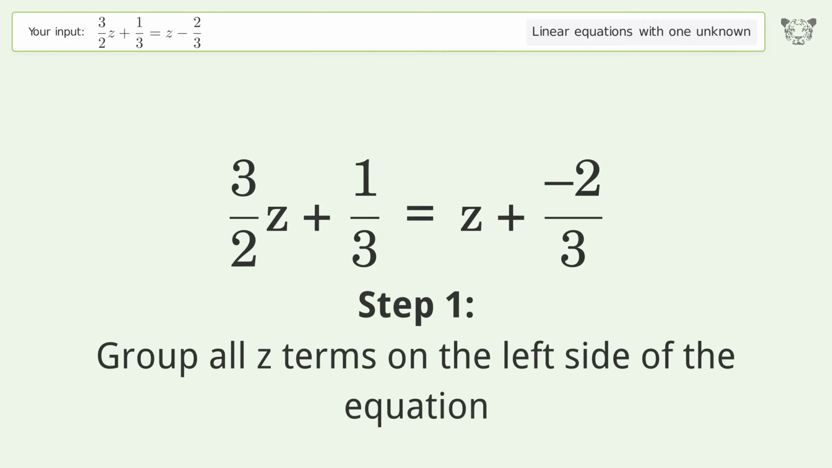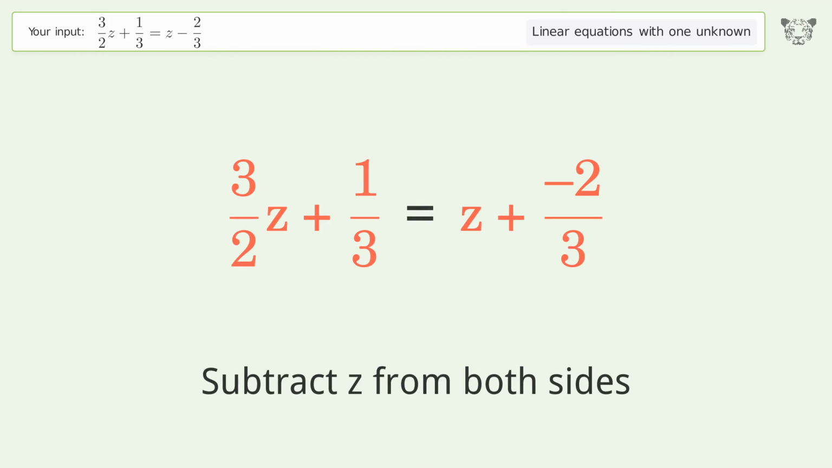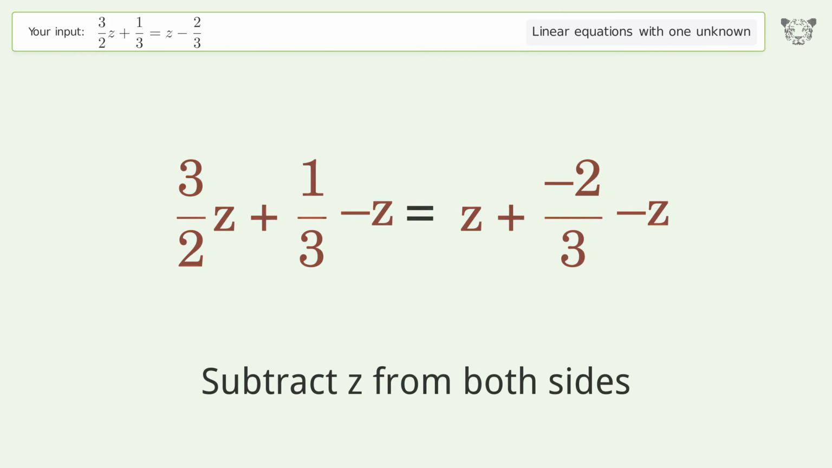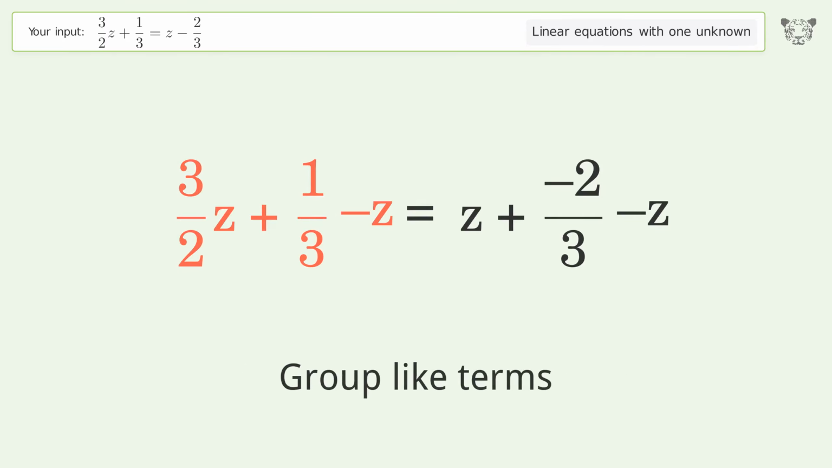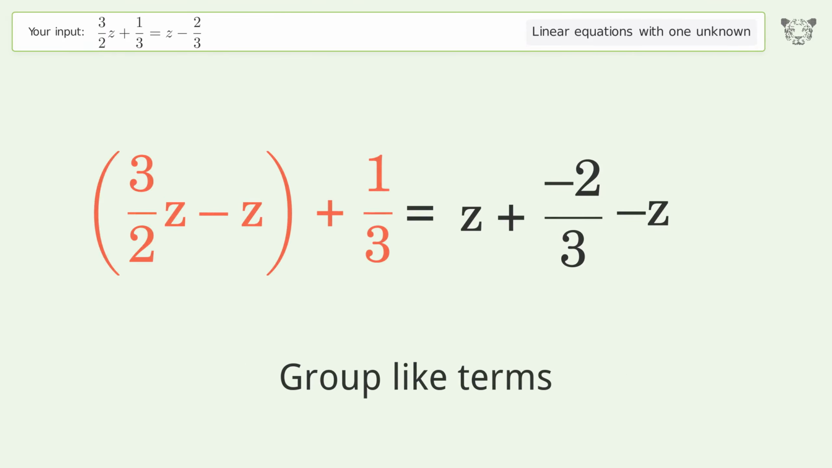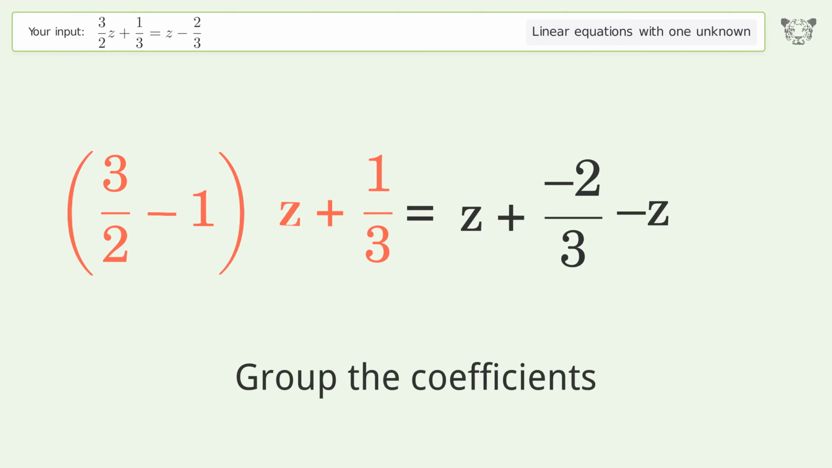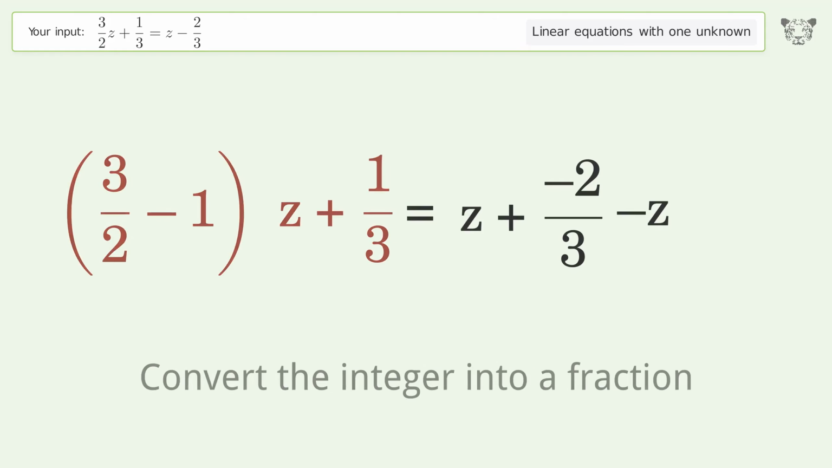Group all z terms on the left side of the equation. Subtract z from both sides. Group like terms. Group the coefficients. Convert the integer into a fraction.